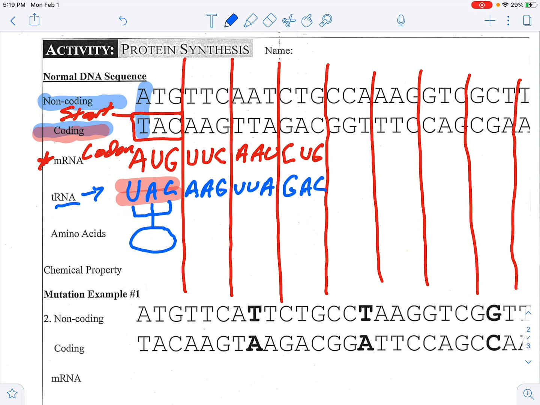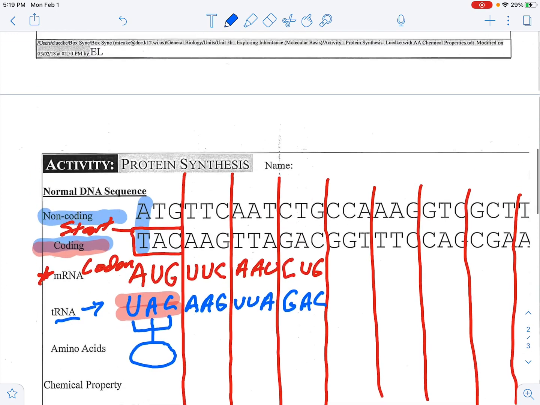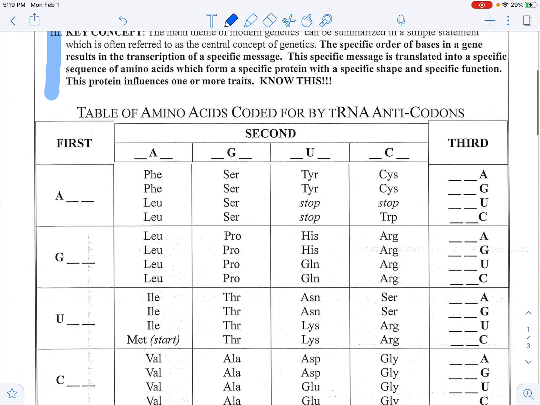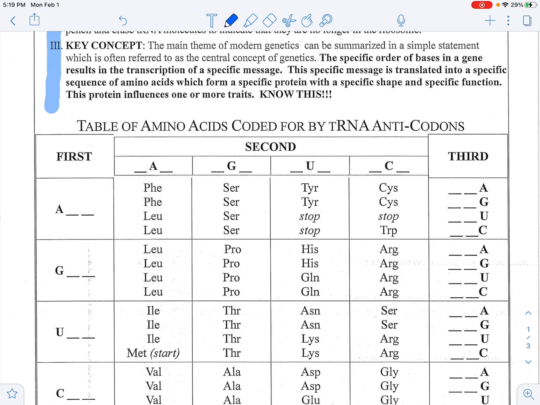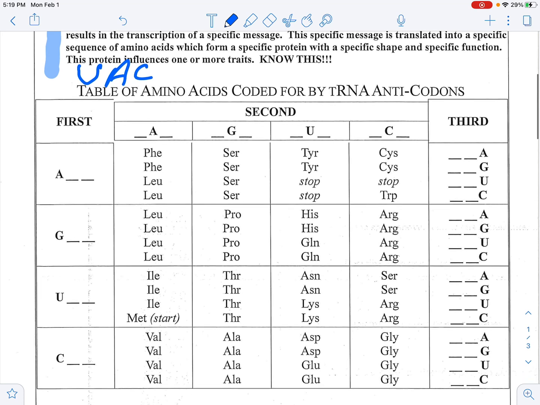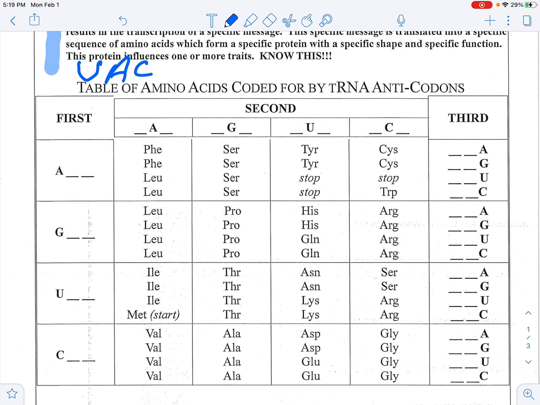So then what we want to do is go to this table on the front. I'm just going to write up here, we had the sequence of UAC. This is going to code for a certain amino acid in this table. What we're going to do is go down until we get the first letter, U. Then we go right until we get underneath the second letter, A.